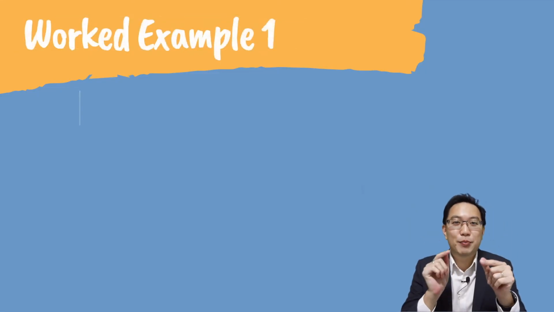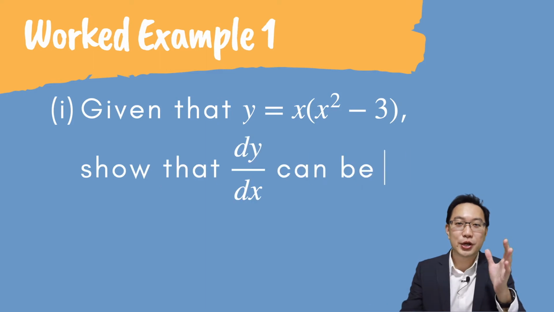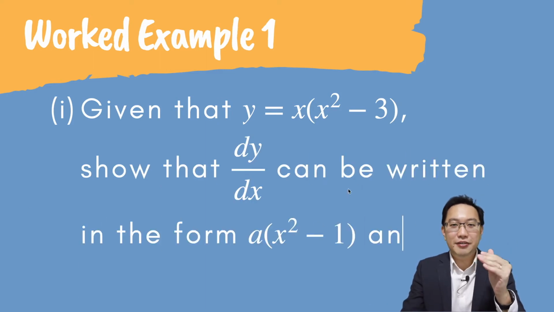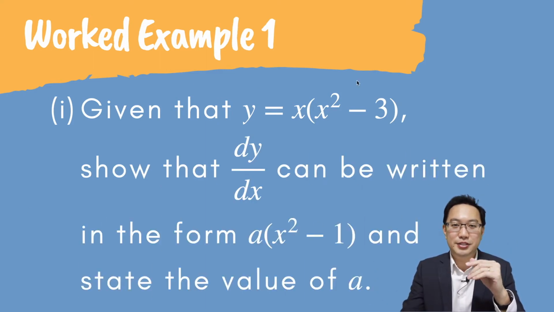Alright, work example 1. So the question goes like this. Given that y equals x bracket x squared minus 3, they want us to show that dy dx can be written in the form of a bracket x squared minus 1. And we need to state the value of a.